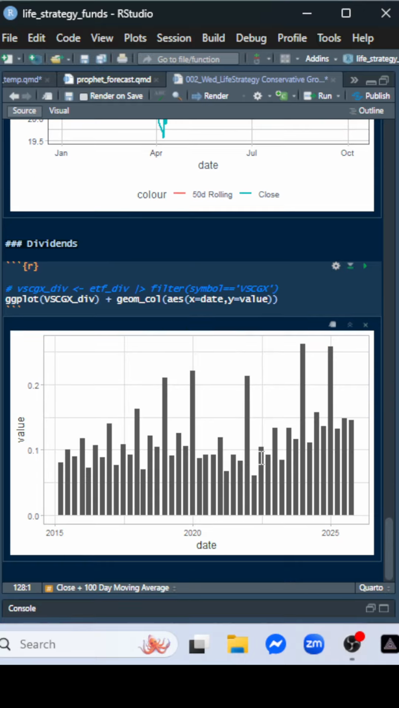Finally, dividends. Of course, we've got dividends here. So anyway, that takes care of the stock chart version of the Conservative Growth Fund.